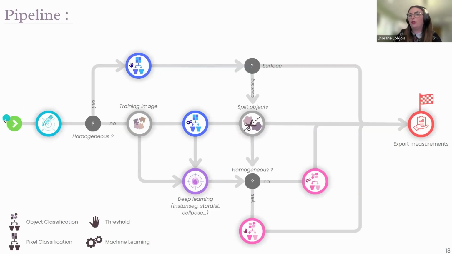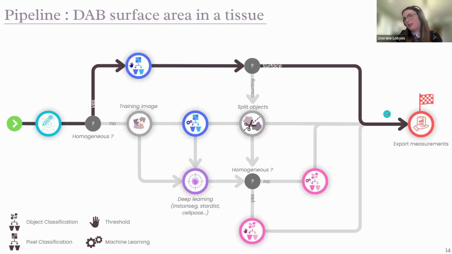So you will have the creation of the project, and if you want to create annotations by yourself, the first question to ask is: is the signal homogeneous on all my images or not? If yes, you will go there. If no, you will go there. And I will start by going on yes. So we'll go this way.